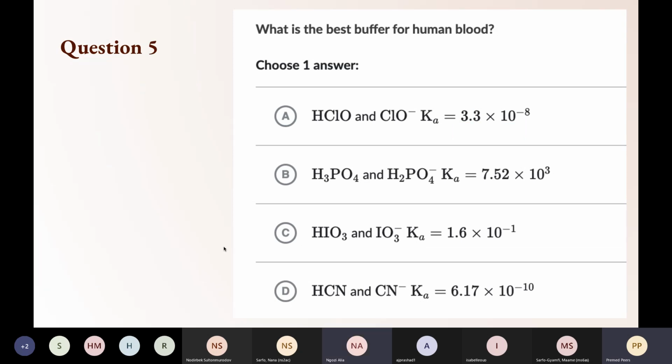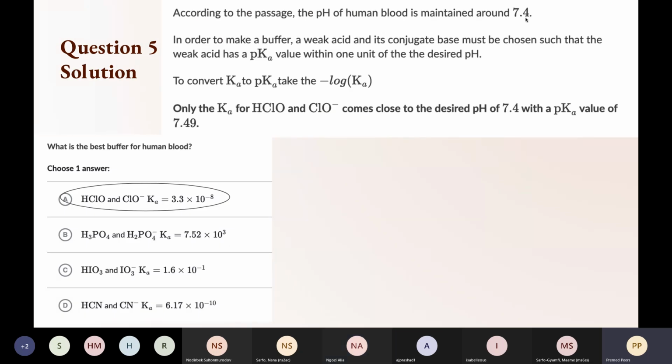So in the passage, they told us the pH was around 7.4. So in order to do that, we have to convert the Ka to pKa, and then the only one that comes close to that is the pKa of 7.49, which had HClO and ClO minus from the table. If you take the negative log of the Ka.